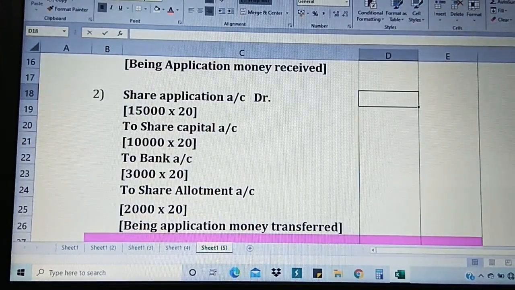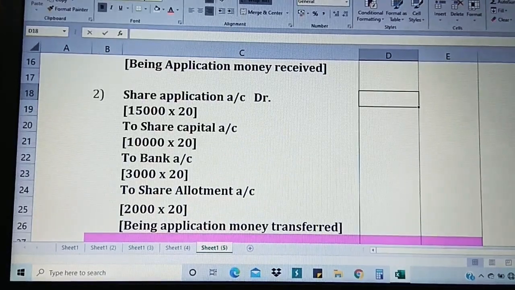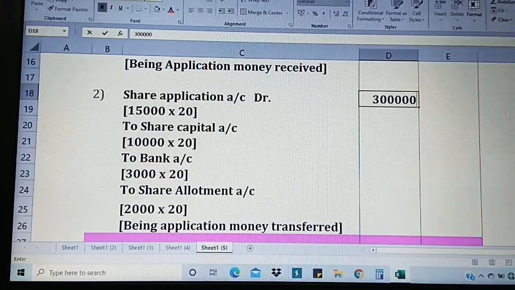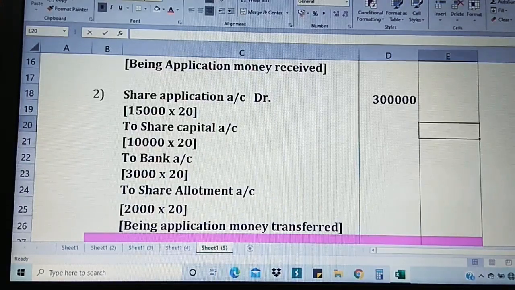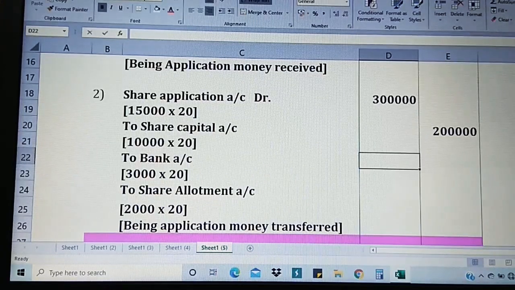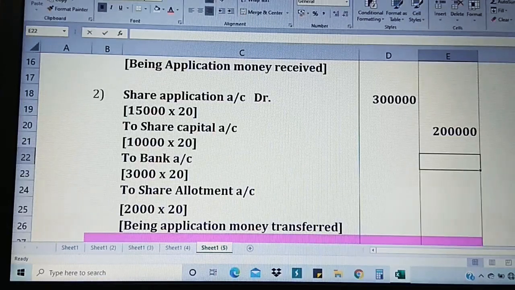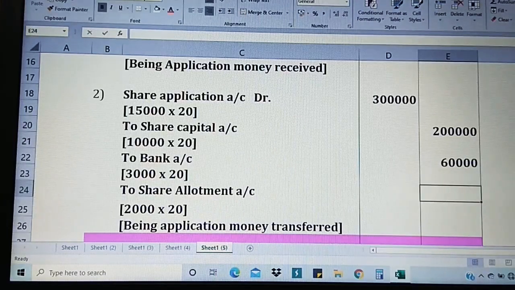Let's just go for the calculation. 15,000 into 20 is 3 lakh. That's been debited. 10,000 into 20 is 2 lakh. And to bank account, 3,000 into 20 is 60,000. And share allotment account, 2,000 into 20 is 40,000.